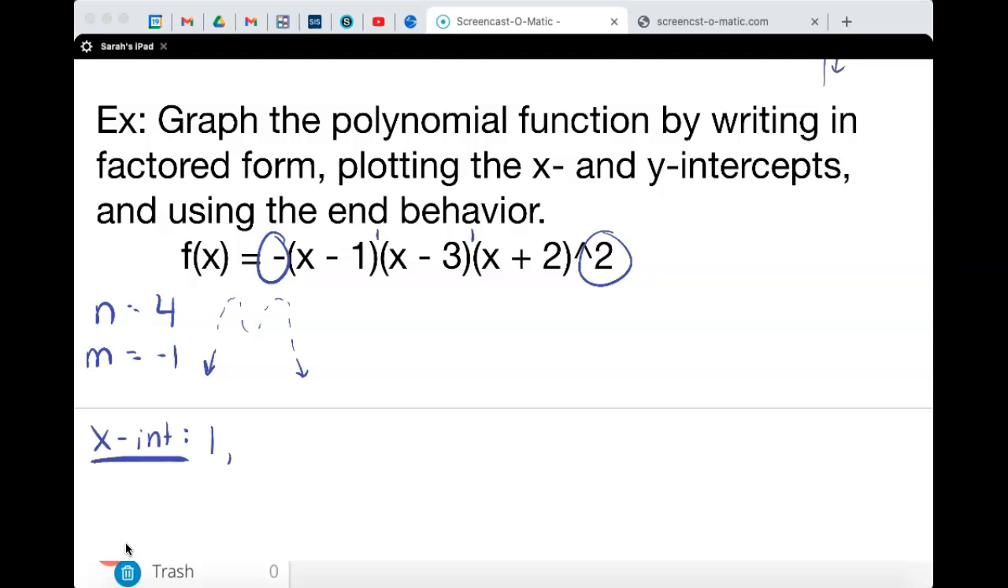Yeah. So this is in factored form. I could set each part equal to 0 and solve. So 1 and 3, those would be intersecting through the x-axis. At 2, what's happening? Or -2.